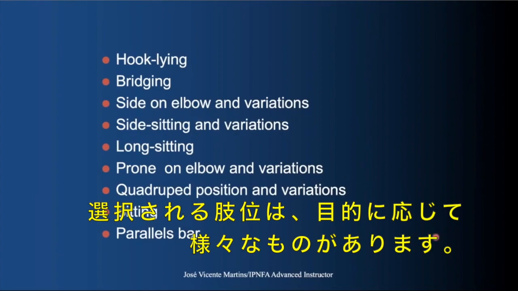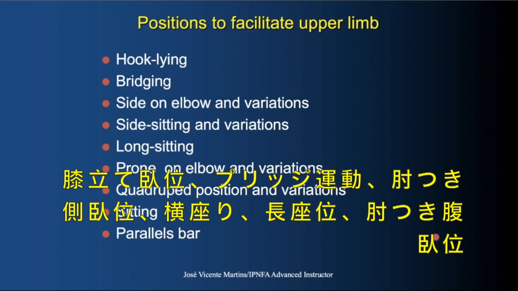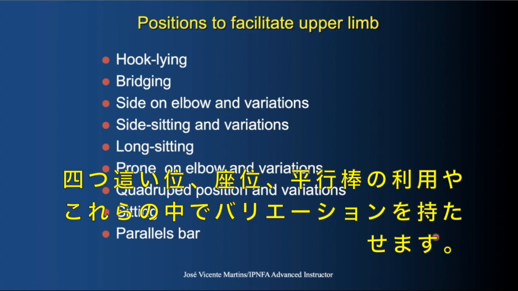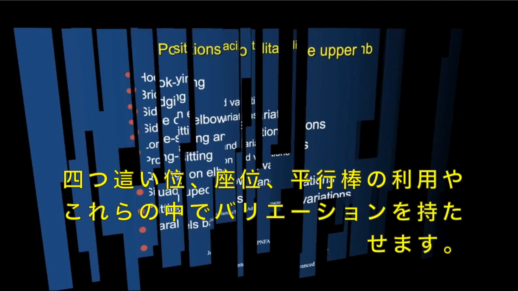So concerning positions, we can use many positions. Hook lying, bridging, side on elbow and variations, side sitting and variations, long sitting, prone on elbow and variations, quadruped position and variations, sitting and parallel bars. So here we can see some mat activities, like I said before.